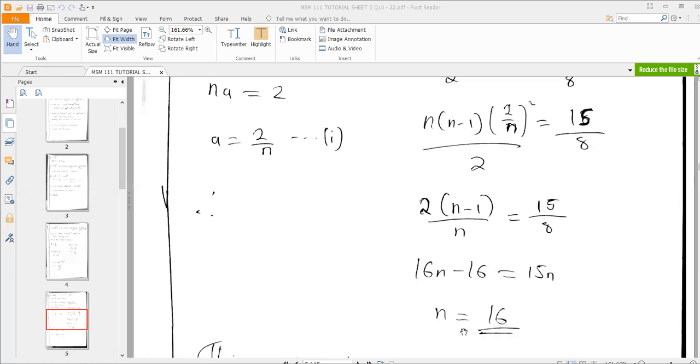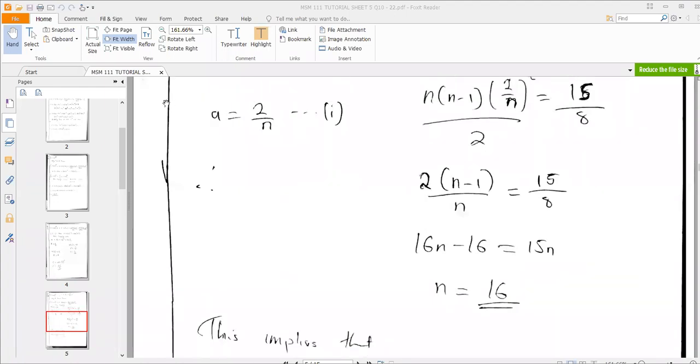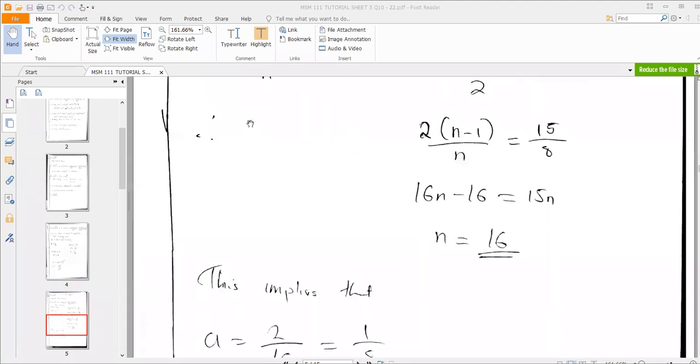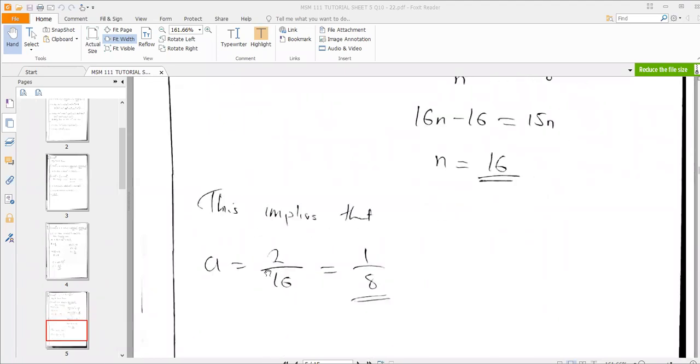Have you seen that? So when you know that n equals 16, your next job is that we plug in this function and we solve for a. So this implies that a equals 2 over 16. Now, what is 2 over 16? 2 over 16 equals 1 over 8, which is there. Is it clear, please?